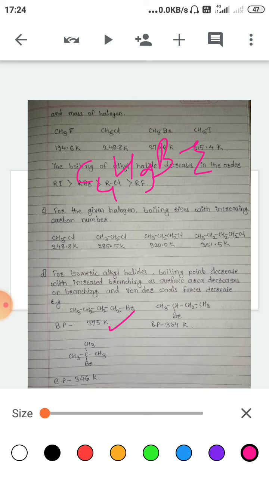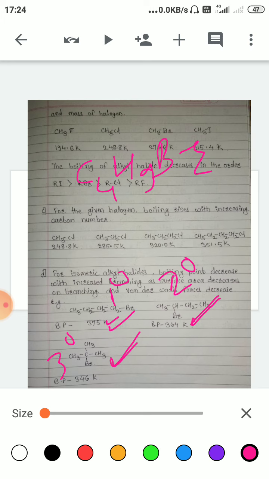N-butyl bromide. Here secondary butyl bromide and here tertiary butyl bromide. You can see primary butyl bromide, secondary butyl bromide and tertiary butyl bromide. Now your halogen atom gets attached to a primary carbon atom. Here the halogen atom gets attached to a secondary carbon atom. Here the halogen atom is attached to a tertiary carbon atom.